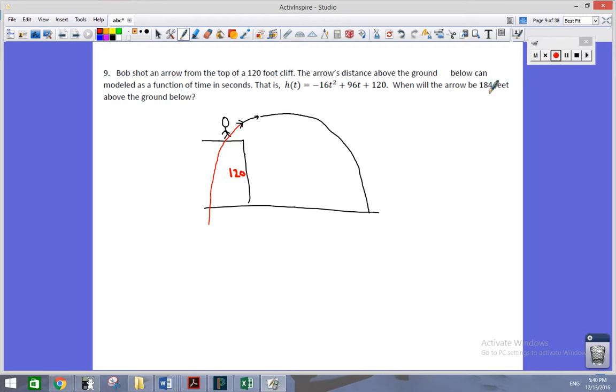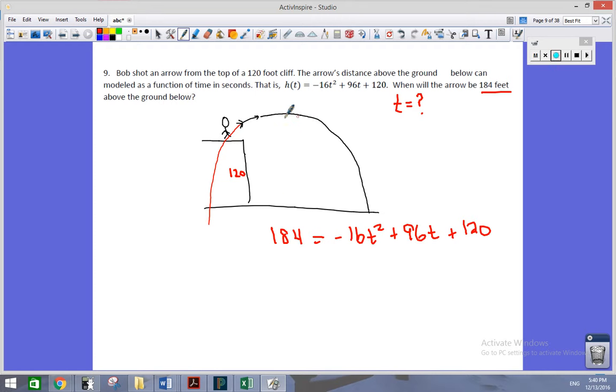So when will the arrow be 184 feet? Well, t is representing the length of time, and it's saying when, so it wants a value of t. How long will it take? How many seconds will it take for the arrow to be 184 feet in the air? H is the height. So in this equation, we want to replace the h with 184. We have 184 is equal to negative 16t squared plus 96t plus 120.